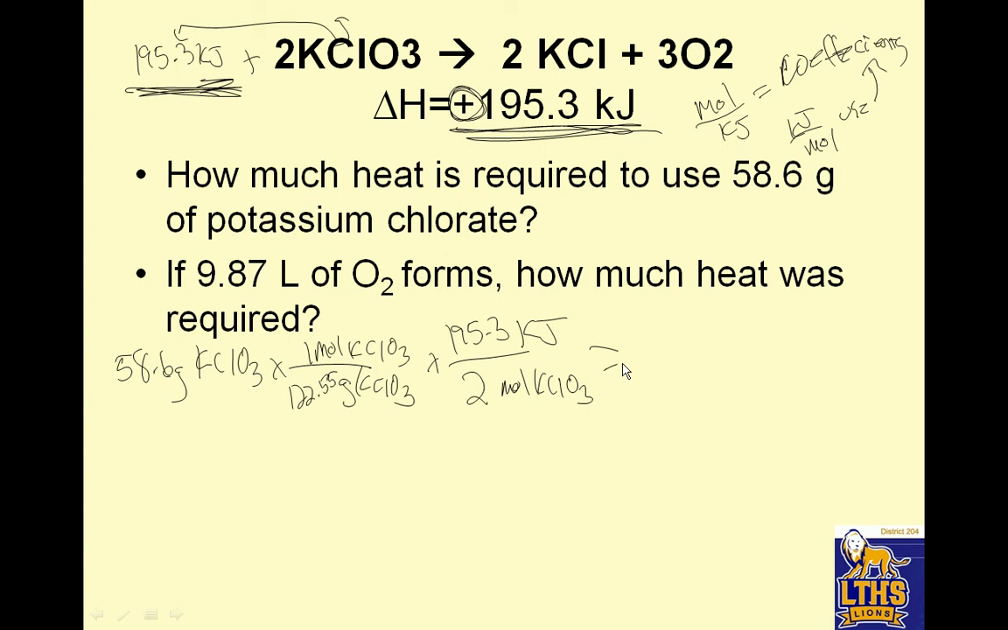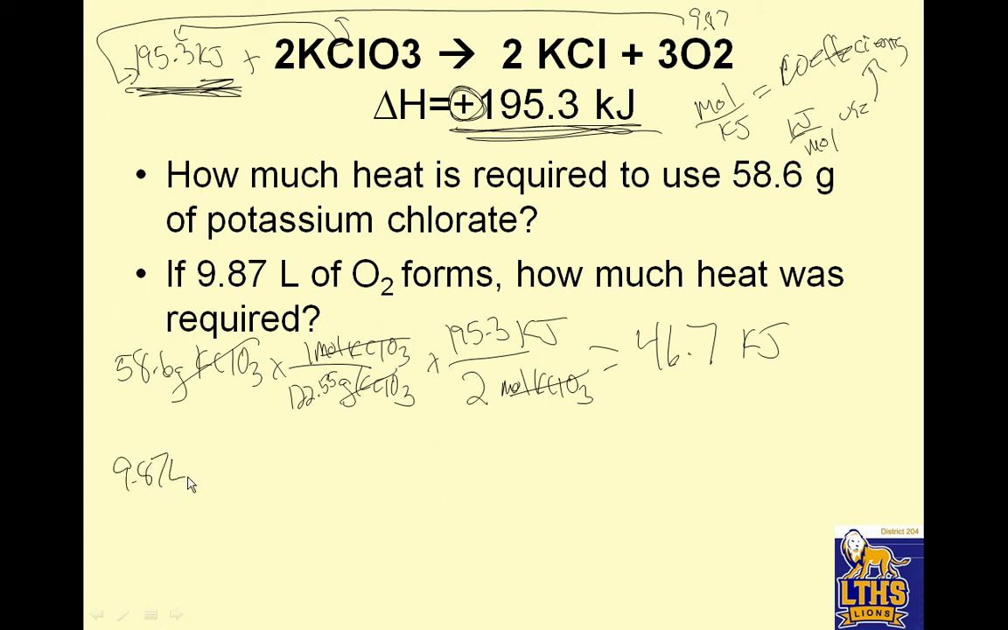58.6 divided by 122.55 times 195.3 divided by 2 gives 46.7. What unit am I in still here? My unit for heat is kilojoules. I'm happy. Okay. I'm going to make 9.87 liters of this. 9.87 liters of O2. How much heat will it take?